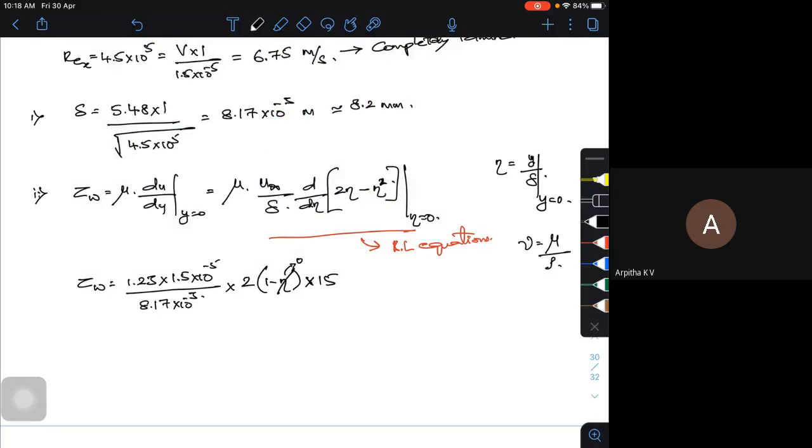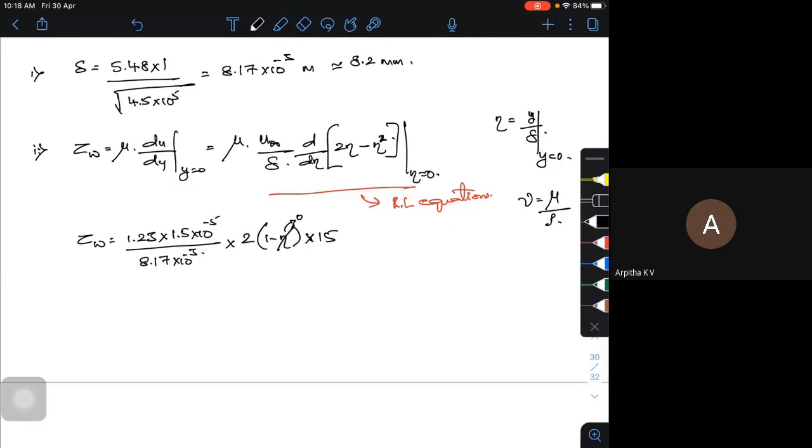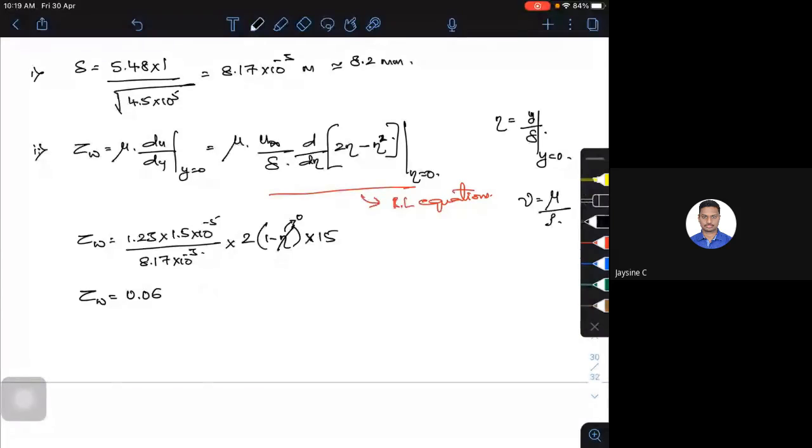So it will be only 1.2 into 1.5 into 10 to the power of minus 5 into 2 into 15 divided by 8.78 into 10 to the power of minus 3. So this will be the wall shear stress. Can you tell me the number? 0.06, sir. 0.06 Newton per meter square. 0.067 means 68. So 0.068 Newton per meter square, if I consider only the laminar.